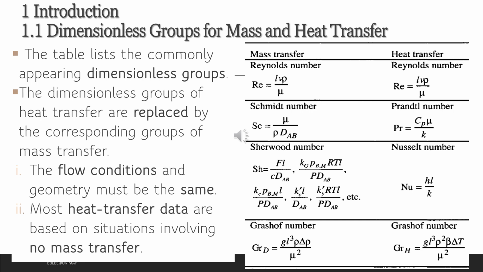Now if you look at the table, the Reynolds number is applicable to both heat and mass transfer. The Schmidt number is used in mass transfer instead of the Prandtl number. Sherwood number, Nusselt number. These are the different Grashof numbers for heat transfer and mass transfer. The definition, the equation, is slightly different.